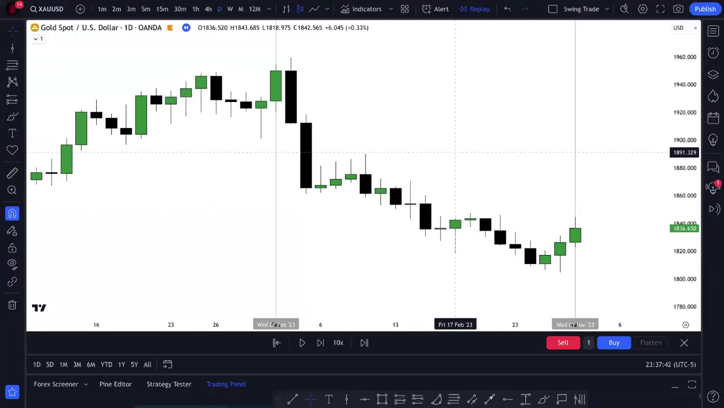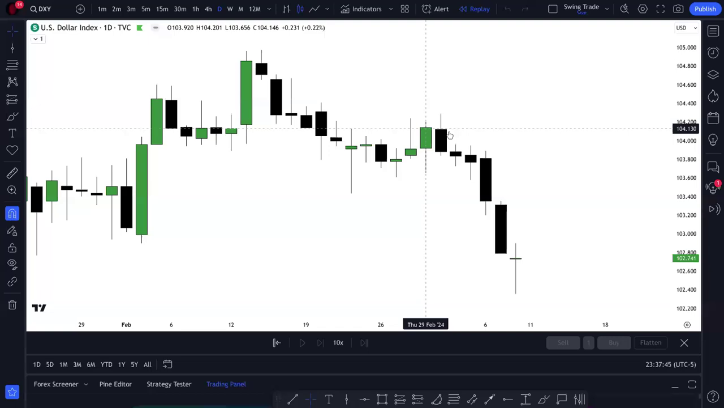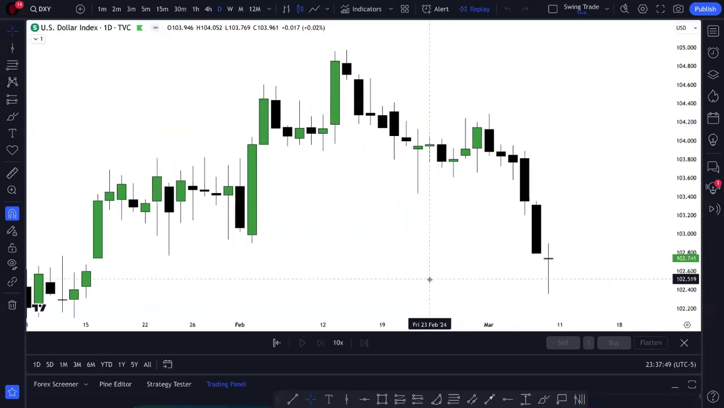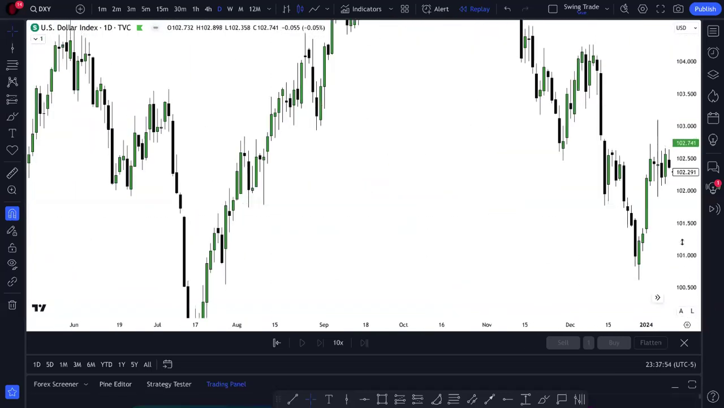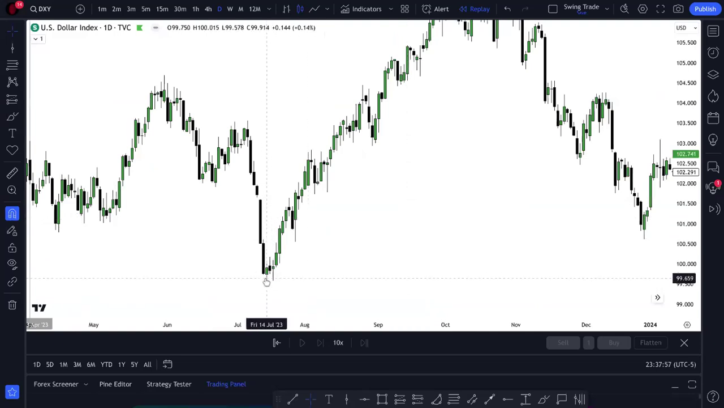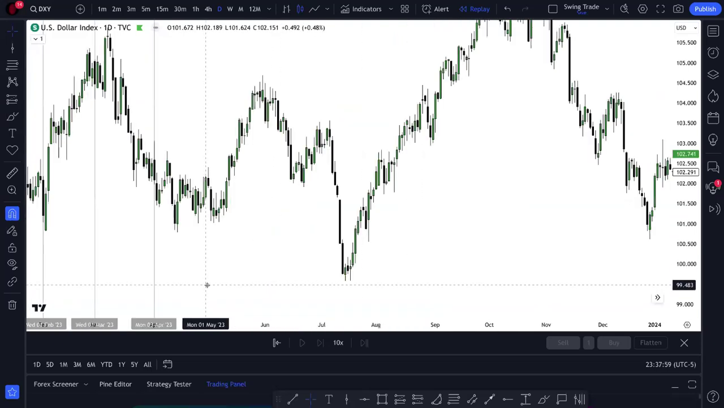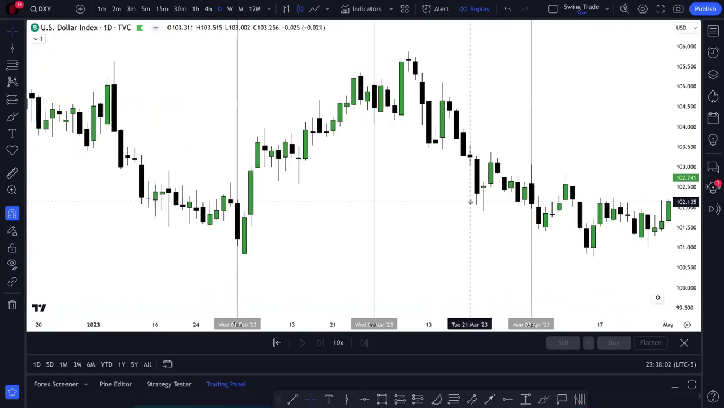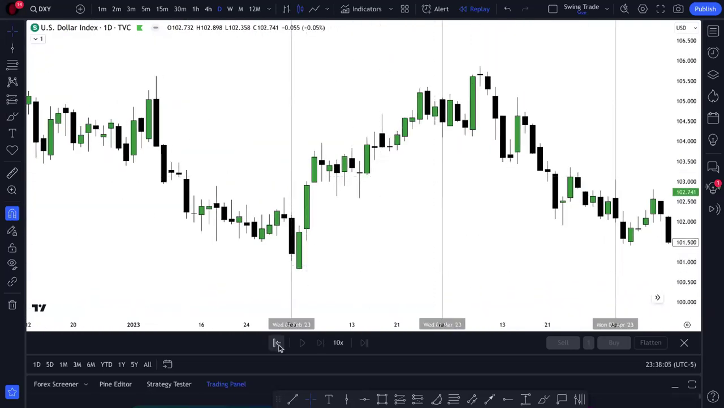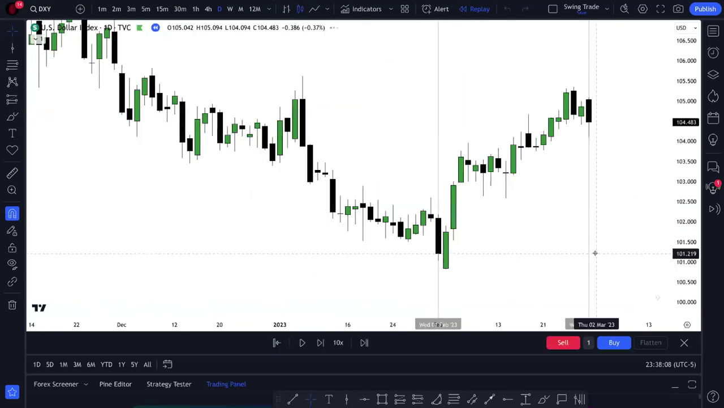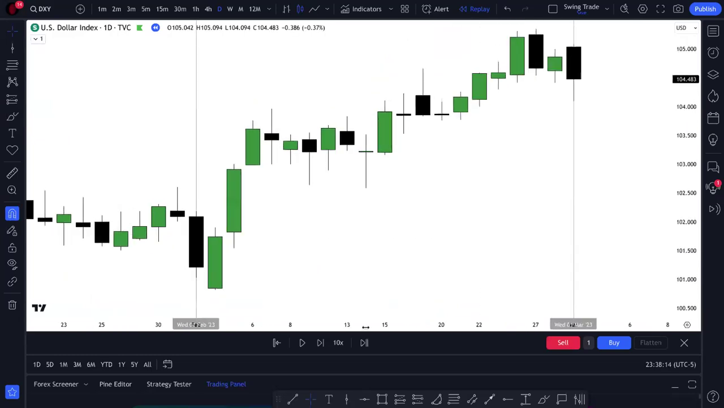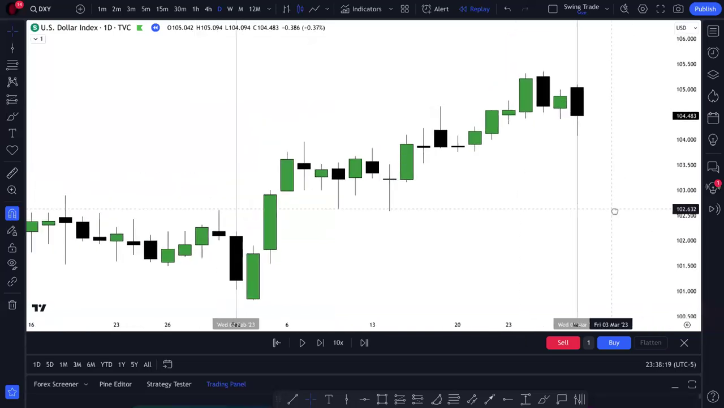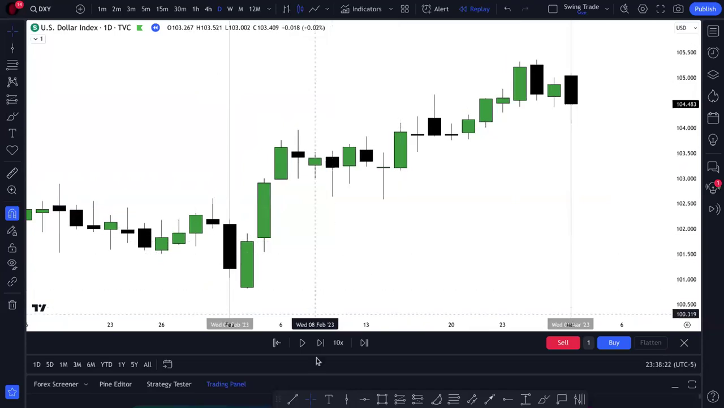Let's look at DXY. We're going to be looking at, where is it at? There it is. February 2023. Now we're looking at this from the daily time frame, not from the weekly. Daily is my friend. I love the daily. Daily is my best friend when it comes to trading.